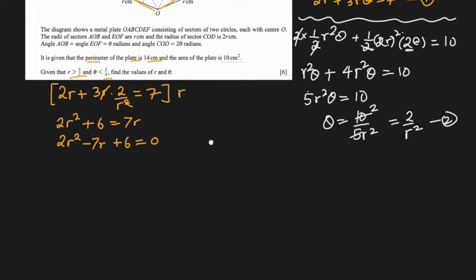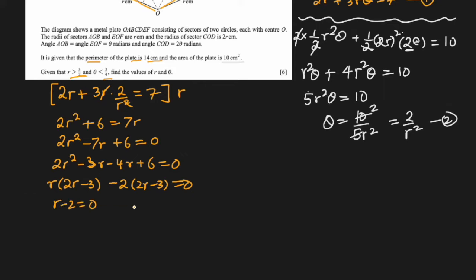And we have to solve this quadratic equation. I'm doing the splitting of the middle term. You can use your calculator straight away, or any other strategy, quadratic formula, anything else you can use, but I'm using splitting the middle term. So it will be r(2r minus 3) minus 2(2r minus 3) equal to 0. So r minus 2 is equal to 0 and 2r minus 3 equal to 0. There are two answers given here. One of them gives us r equals 2, and 2r equals 3, r equals 3 over 2.